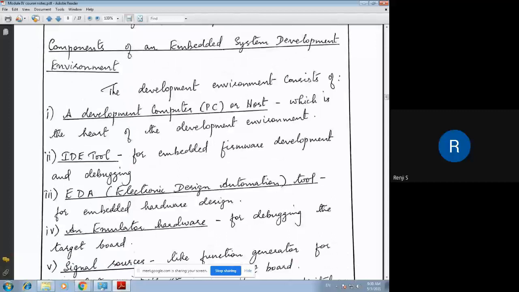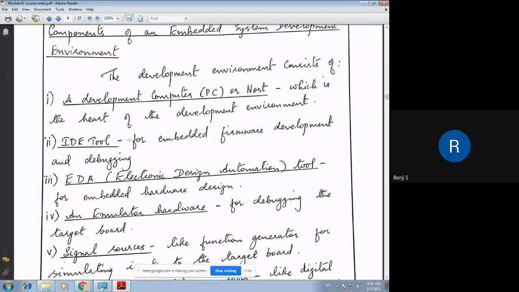So the environment consists of, as we have said earlier, embedded systems are developed with the support of PCs. We use a PC or a host machine to develop the system, to develop the firmware, and finally, once it is tested and debugged in our system, we transfer it into the hardware. So the most important component that we need in order to develop an embedded system is the development PC or the host machine, and it is the heart of the development process.